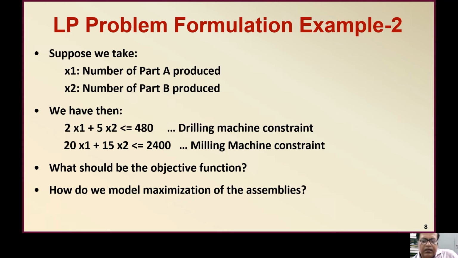So here you see we have put those constraints. Suppose x1 is the number of part A produced and x2 is the number of part B produced. We have 2x1 plus 5x2 less than or equal to 480, that is from the drilling machine point of view, and 20x1 plus 15x2 less than or equal to 2400 from the milling machine point of view. The question is, how did we get that?